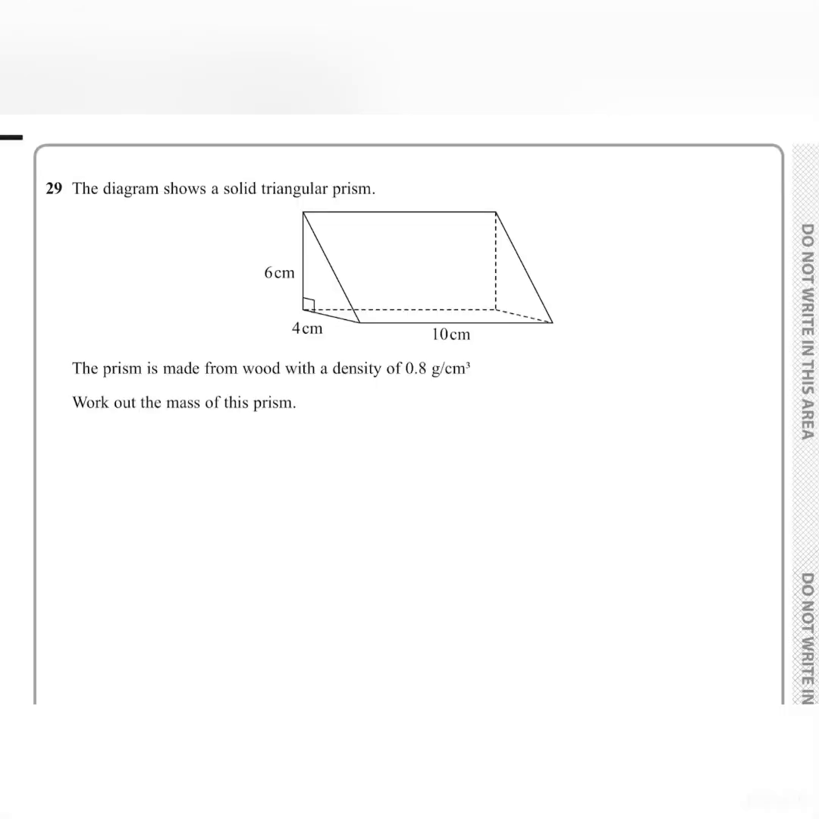Okay, on to the last question on this paper. It says the diagram shows a solid triangular prism, and the prism is made from wood with a density of 0.8 grams per cubic centimeter, and work out the mass of the prism. Okay, now we know the density formula: density equals mass divided by volume.